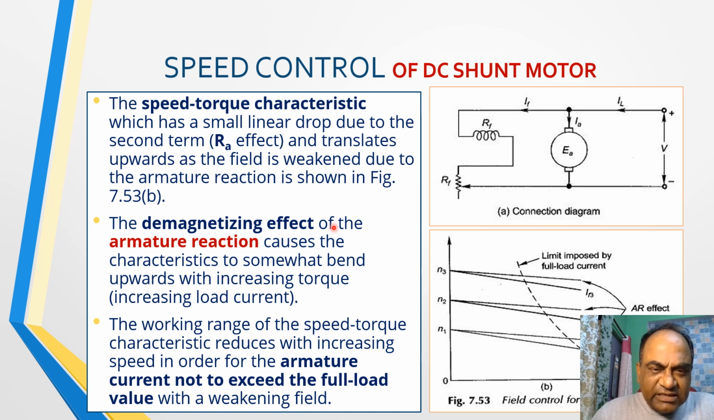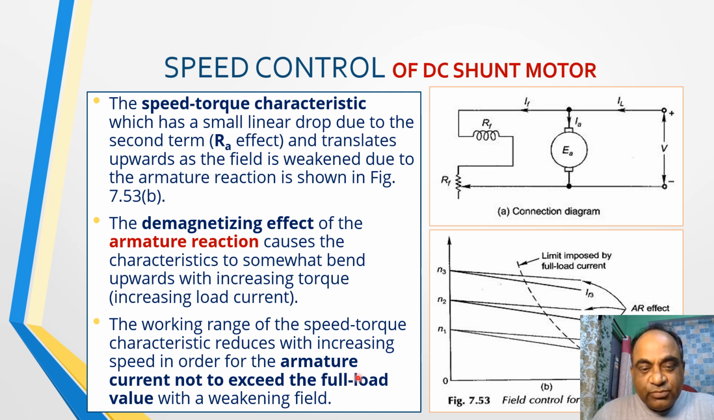The demagnetizing effect of the armature reaction causes the characteristic to move somewhat upward with increasing torque and increasing load current. The working range of the speed torque characteristic reduces with increasing speed in order for the armature current not to exceed the full load value with the weakening of the field.